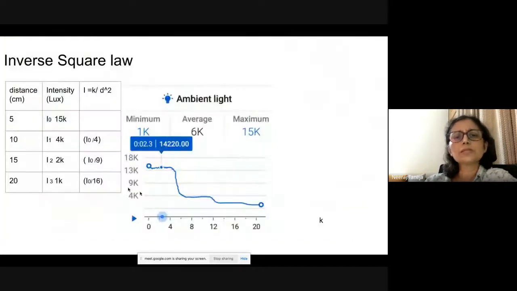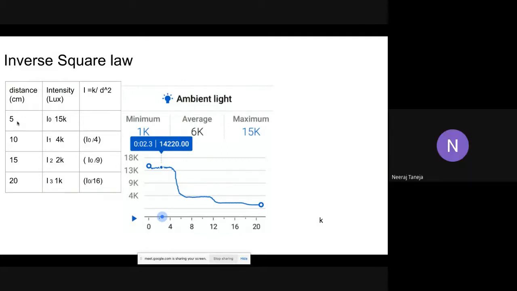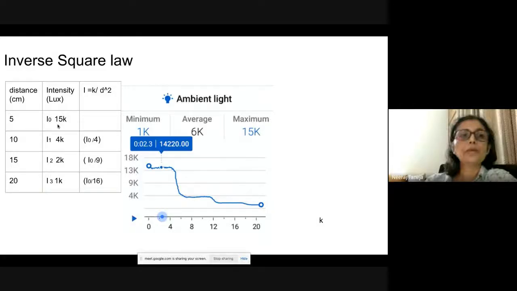And you see, this is the data that I got. This is like when the phone was at 5 centimeter, the intensity was about 15 kilolux. And when the distance increased by 5 centimeter, it was reduced to almost 1/4 of the intensity here. You can even see the graph here.